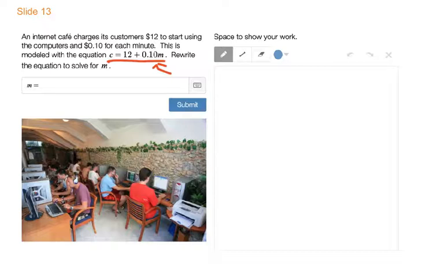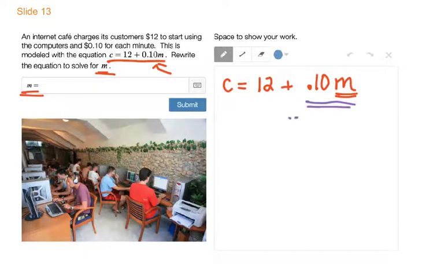I'm supposed to rewrite the equation and solve for the variable of M. So I'm going to start by first writing my equation out. I know most students like to move. Remember, we need to solve for M. M needs to be, as you can see, on the left-hand side. So in order for me to do that, the very first thing I'm going to do is subtract 10 cents, or 0.10 M, from both sides.